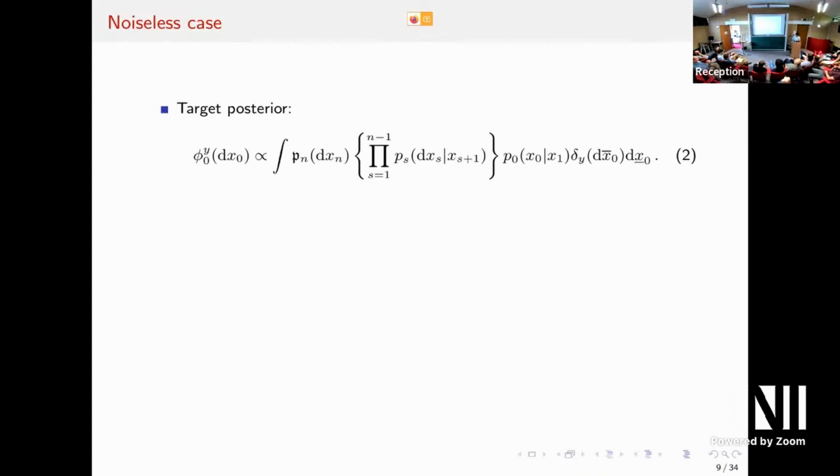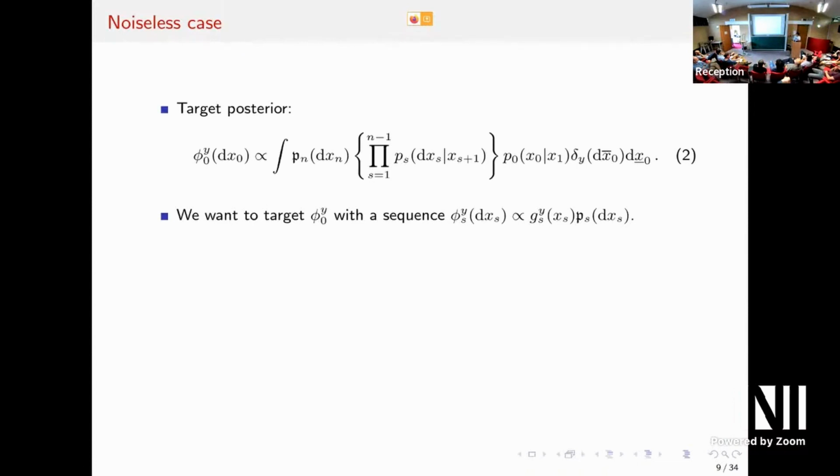One idea is to try to guide the backward process. So this is a really basic idea. We're going to try to find some potential G and write this sequence of distributions that is going to slowly converge to phi0. So this is our framework.